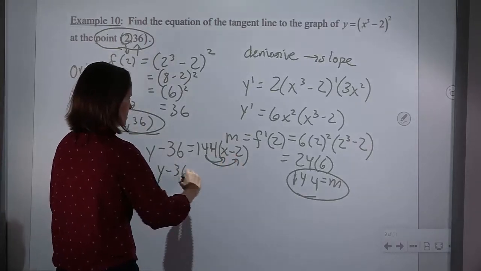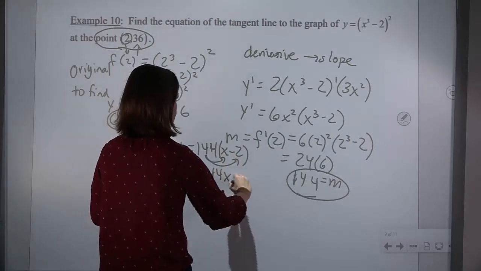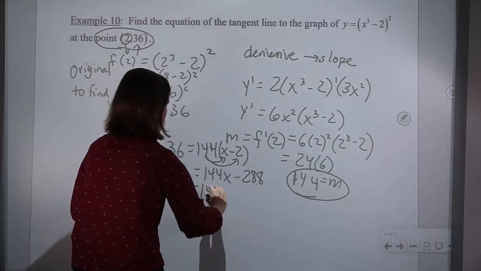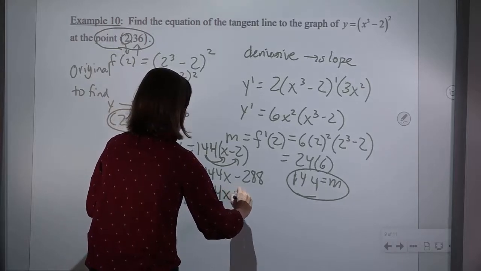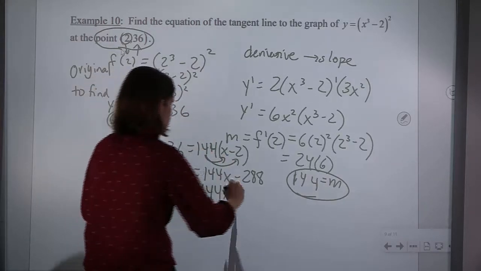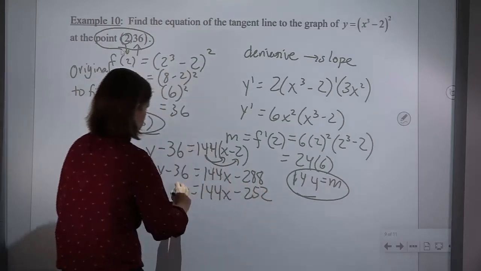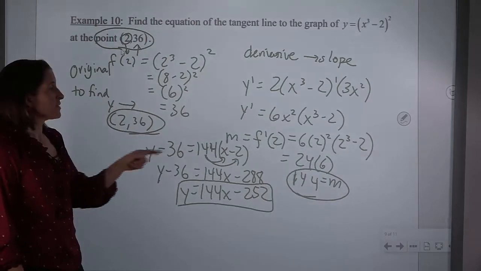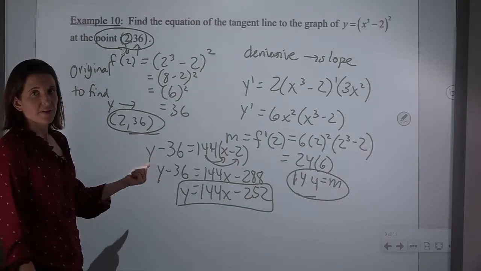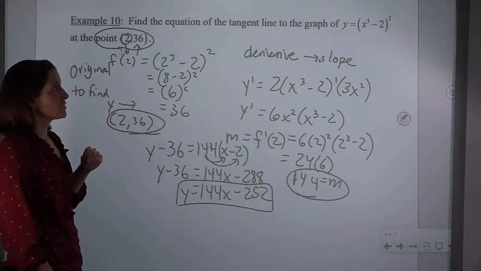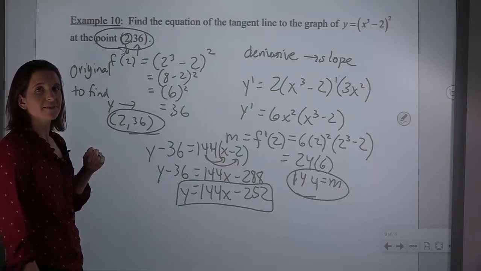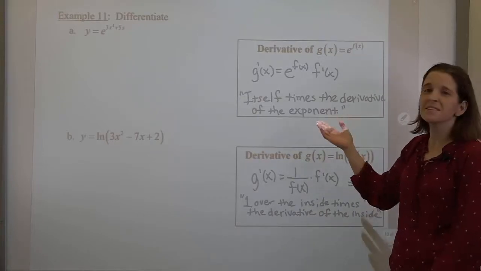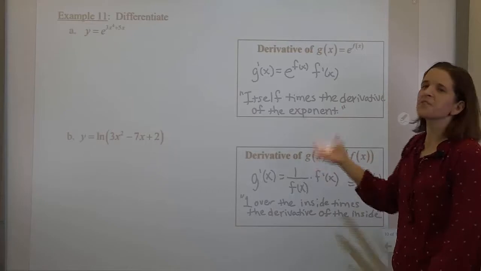So y minus 36 equals 144x minus 288, and so 144x, and when we add, we get 252. Okay. So same process: use the original to get your y, use the derivative to get your slope, and then write the equation of the line. It's just that now your derivative might need the chain rule. So we are going to learn about what this chain rule looks like for different kinds of functions.